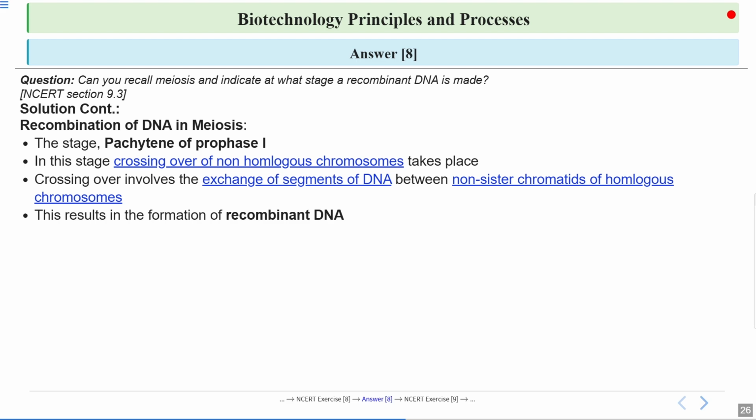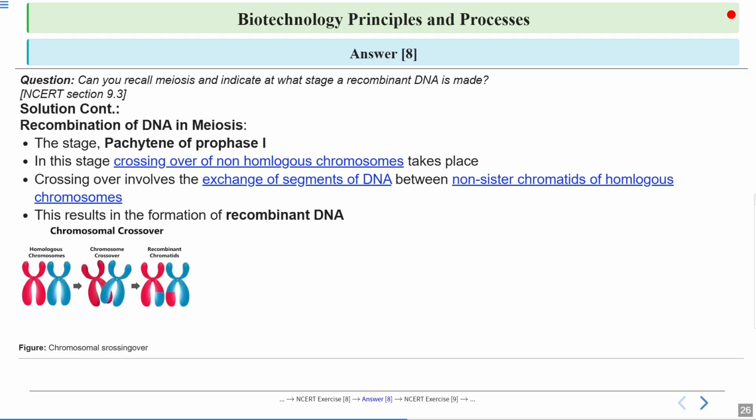In the previous figure, we have seen the formation of the recombinant chromatids, and that is called recombinant DNA. In the last figure you can see recombinant chromatids. So earlier there were homologous chromosomes, then chromosome crossing over takes place, and after the crossing over there is an exchange of genetic material, and that gave rise to the recombinant chromatids.